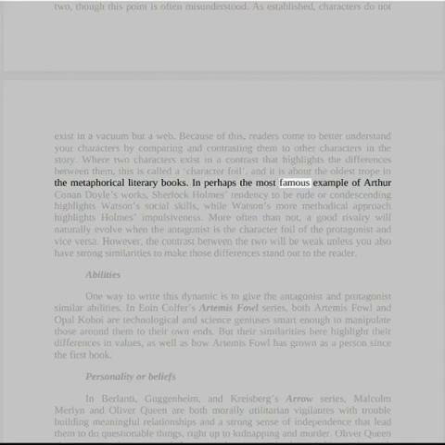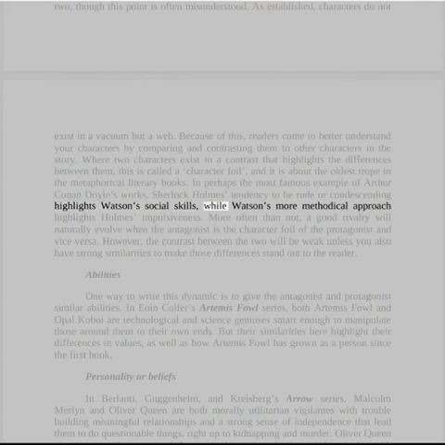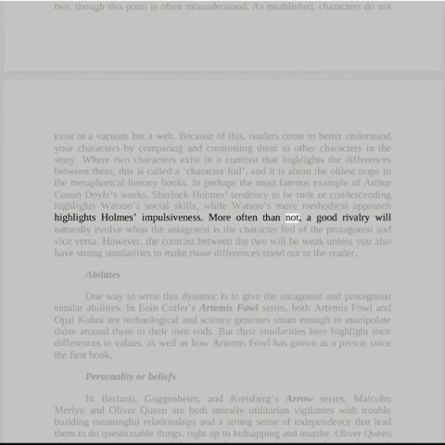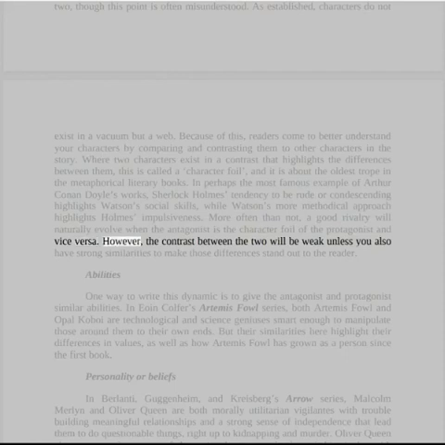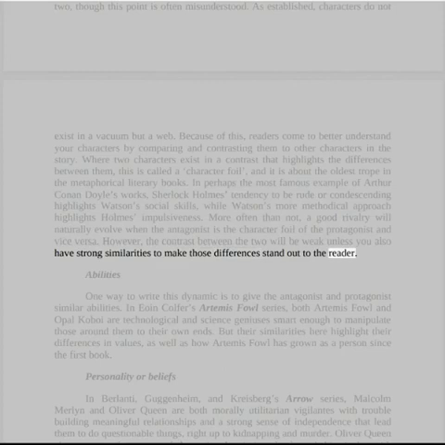In perhaps the most famous example from Arthur Conan Doyle's works, Sherlock Holmes' tendency to be rude or condescending highlights Watson's social skills, while Watson's more methodical approach highlights Holmes' impulsiveness. More often than not, a good rivalry will naturally evolve when the antagonist is the character foil of the protagonist and vice versa. However, the contrast between the two will be weak unless you also have strong similarities to make those differences stand out to the reader.